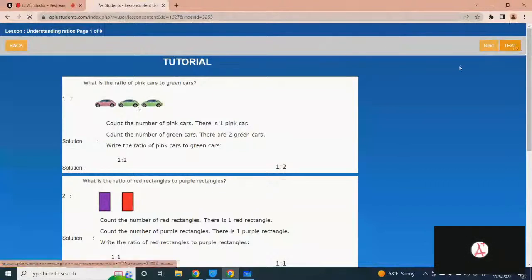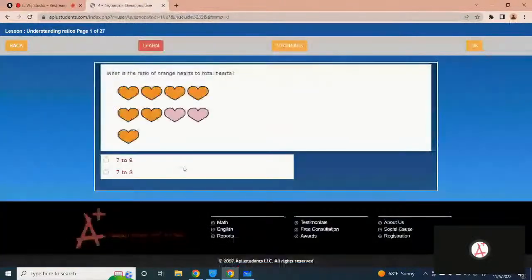Let's start with the test because you're in grade 8 and you must know how to form the ratios. You have done these topics in earlier grades. It's just a review of the topics you did earlier. Got it?